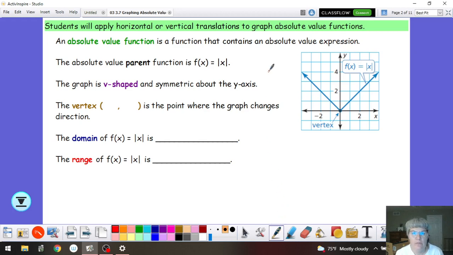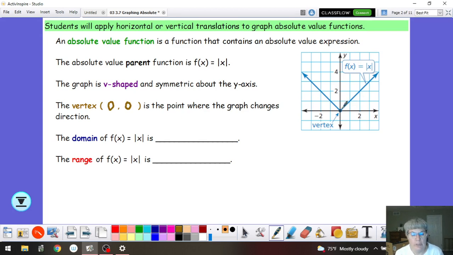An absolute value function is a function that contains an absolute value expression, much like the equations and inequalities that you've done previous to this lesson. When we are graphing an absolute value function, we base it off of the parent function f of x equals the absolute value of x, which we have pictured here on the right side of the screen. The graph is V-shaped and symmetric, much like a parabola is. Its vertex is located at the point 0, 0.